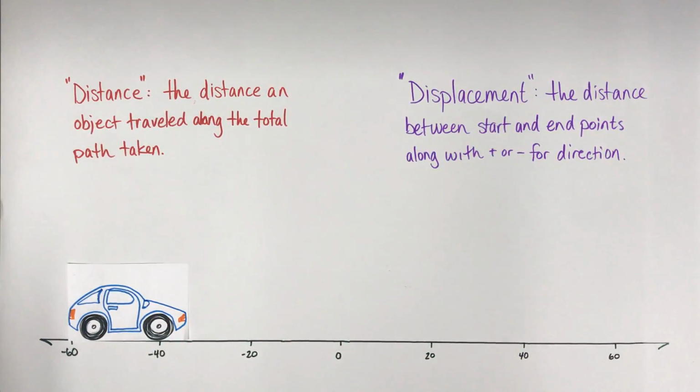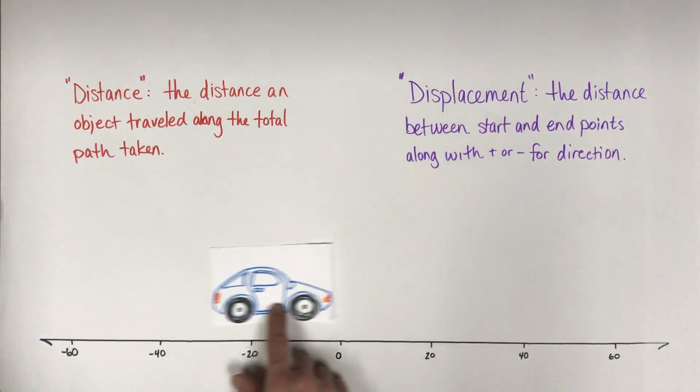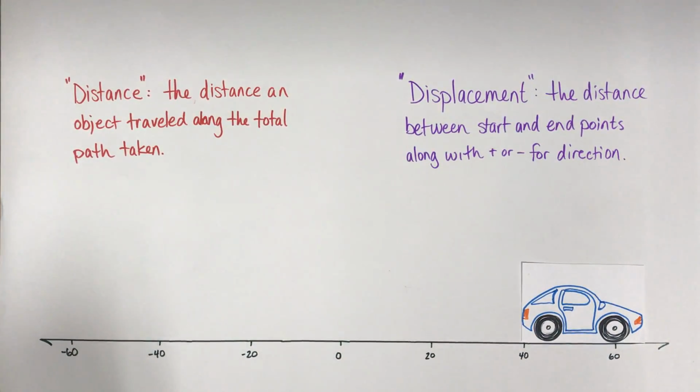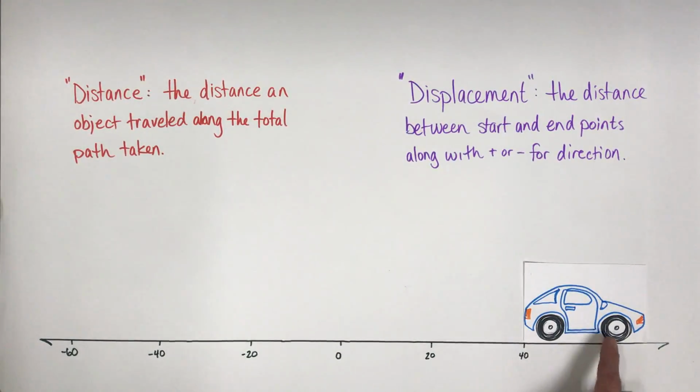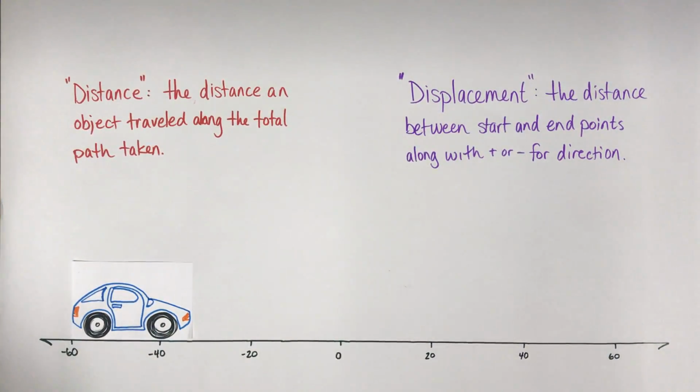Now, it's a little different on the displacement side. Displacement is the distance between starting and end points, but it also includes positive or negative for direction. So if this car starts at -40 and it drives over here to +60, the displacement would be 100, but in this case, specifically +100. If the car starts at the 60 and goes in reverse to the -40, that would be -100. Now that doesn't mean that they went back in time or something crazy. It's just the direction on the number line. Displacement is giving that direction information as a positive or a negative, okay?